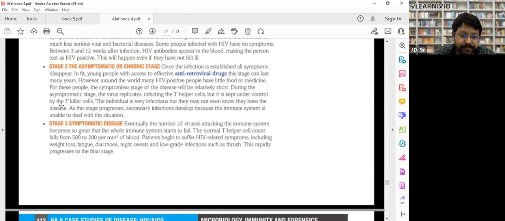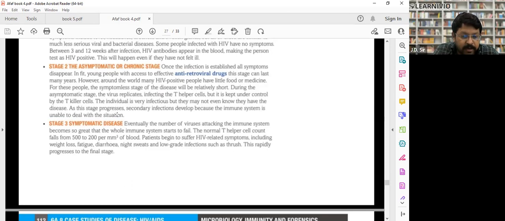The individual is very infectious, but they may not even know they have the disease. As the stage progresses, secondary infection develops because the immune system is unable to deal with the situation. Now this is the stage where the killing of T cells increases, and the immune system becomes helpless. Right? Eventually, the number of viruses attacking the immune system becomes so great that the whole immune system starts to fail. The normal T helper cell count falls from 500 to 200 per cubic millimeter of blood.